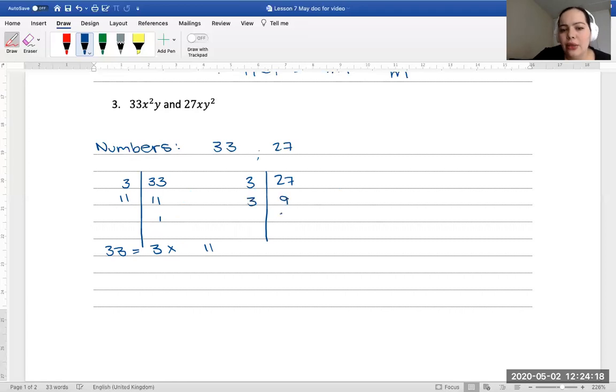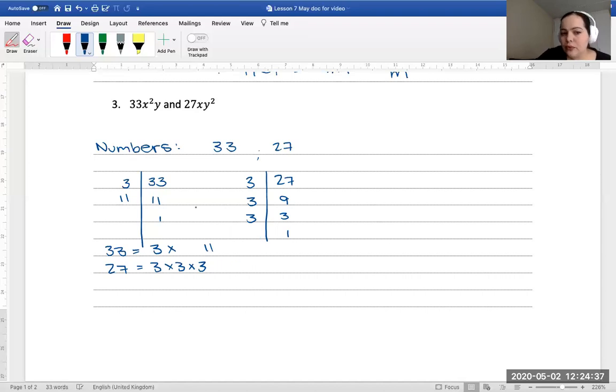3 goes into 9 3 times, and 3 goes into 3 once. Which means that I can write 27. Actually, let me move this underneath here. So I can write 27 as 3 times 3 times 3.